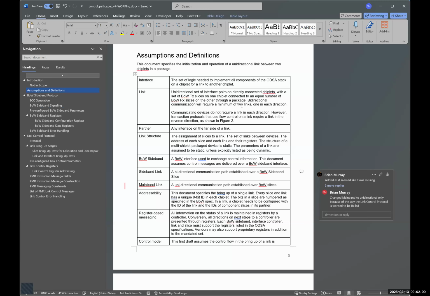Right. But I don't think that's the question. I think the question is, if you have a link, whatever we're defining as a link, which is a set of slices, would you want to reset a slice within a link?